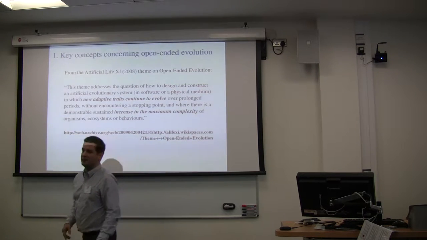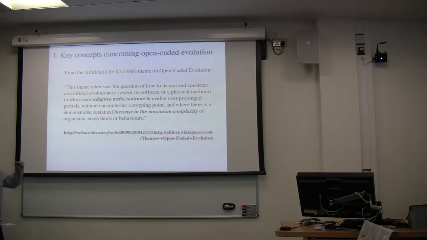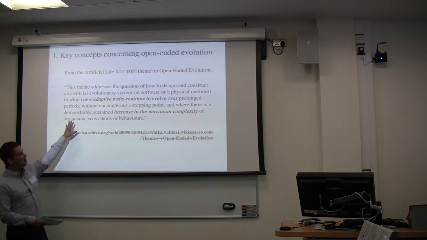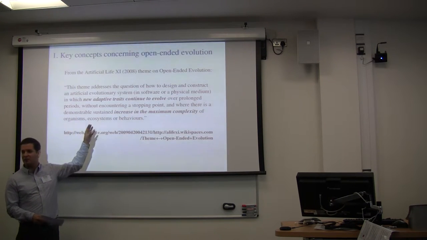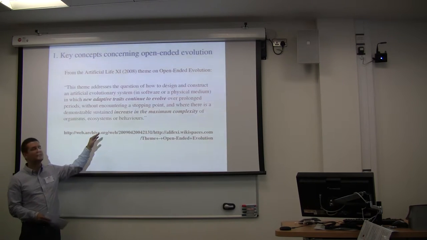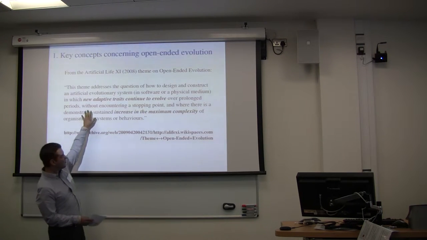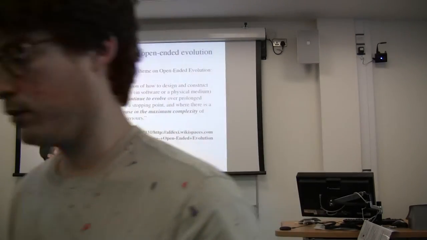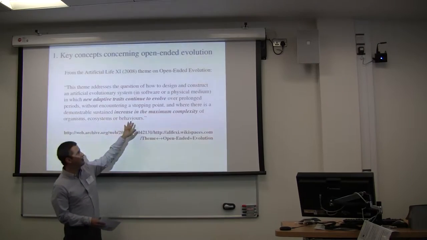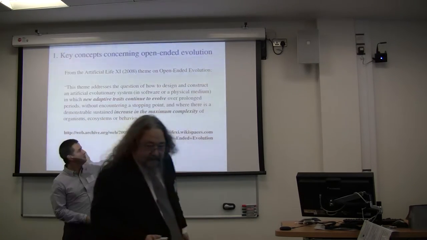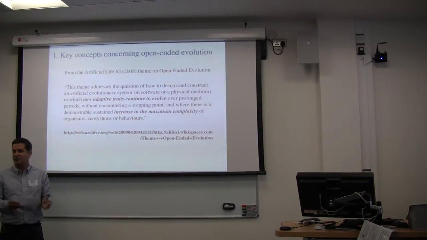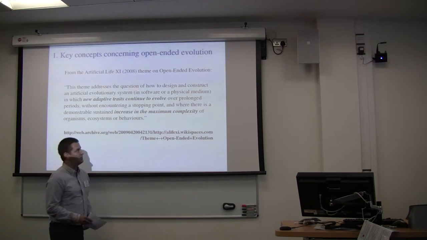We had a theme of Artificial Life 2008, but we spent some time ahead of it. It wasn't a workshop, it was a theme, a series of papers. But in order to frame that, we spent some time trying to come up with what we thought open-ended evolution was, something we could agree upon. And there were two key ideas: new adaptive traits continue to evolve, and there's a sustained increase in what we said at the time, maximum complexity. I think there's an issue with that I'll come back to later, and I think that something like median evolutionary activity is a better choice.